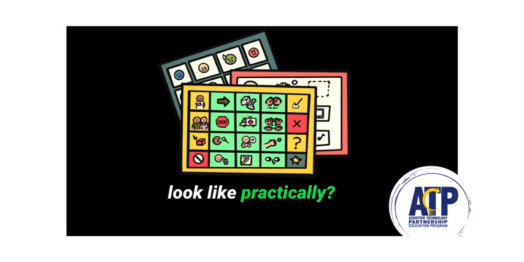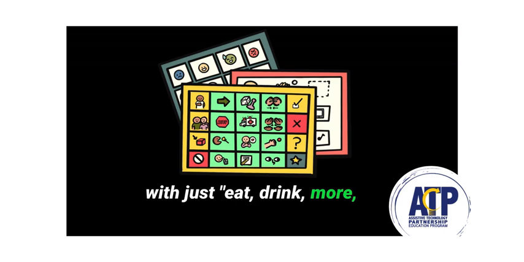So what does this look like practically? Instead of a tiny page with just eat, drink, more, stop, a larger grid could include words like I, you, go, like, want, help, not, finished, look, turn, open, different, in, on, big, little. That's a completely different level of communication. You're not just requesting things, you're building actual sentences and expressing yourself in a much richer way.